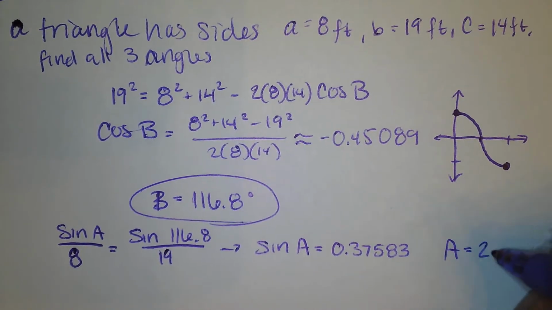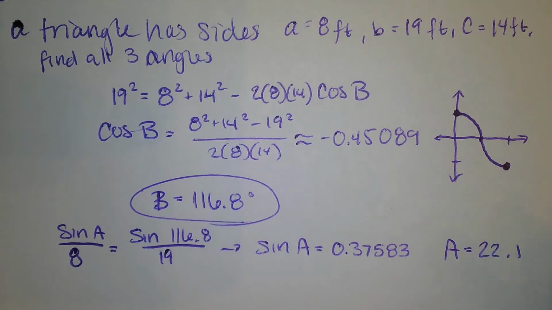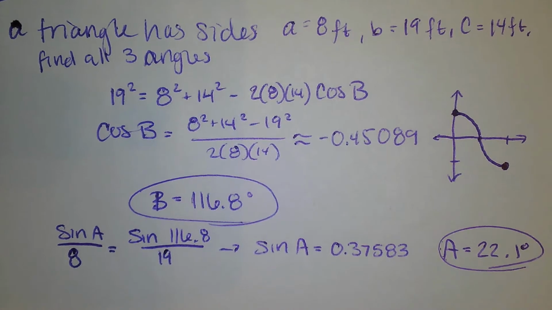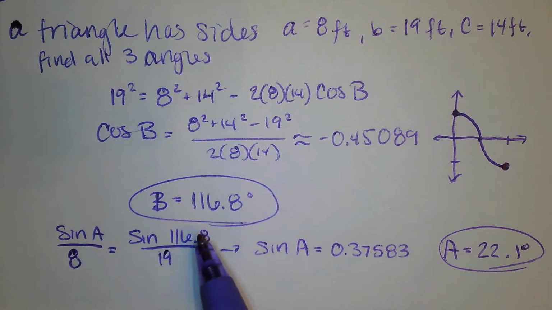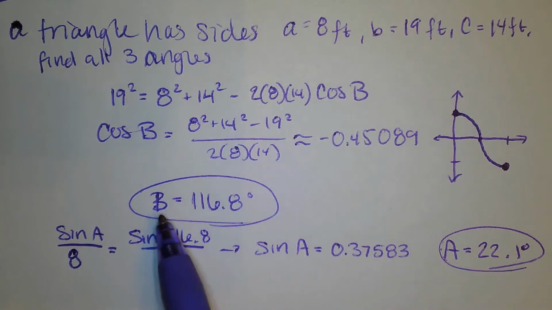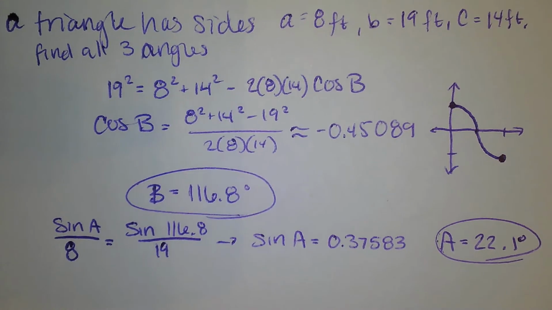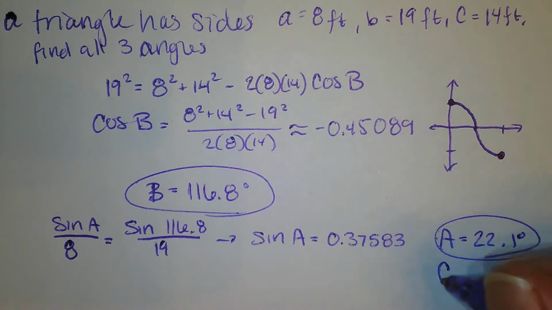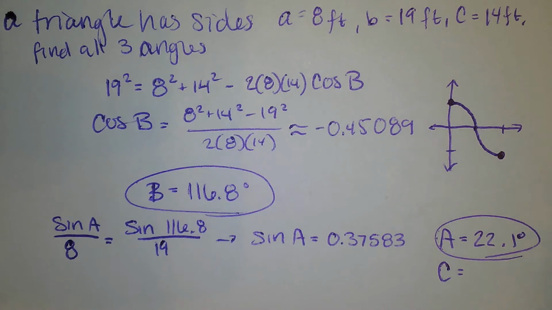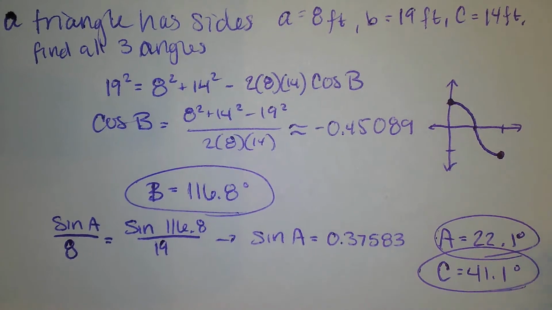And then, of course, that means that angle A equals about 22.1 degrees. And then the easy part is, we know all three angles add up to 180, so subtract both of these, and we will find out that angle C must equal about 41.1.